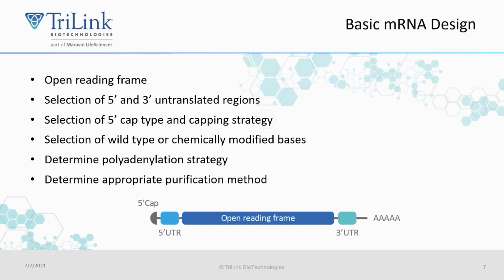An N7-methylguanosine cap structure is important for ribosomal recruitment. Base modifications are important in eliciting immune responses. A poly-A tail is also required for ribosomal recruitment, and the purification method needs to be defined based on the required specifications and ultimate scalability of the product.